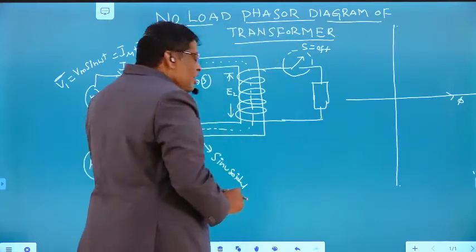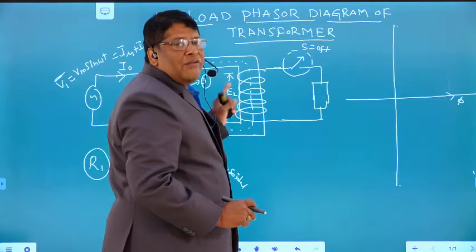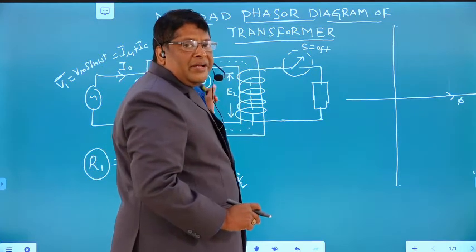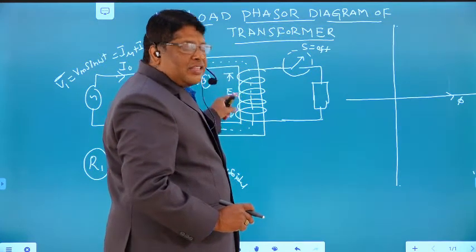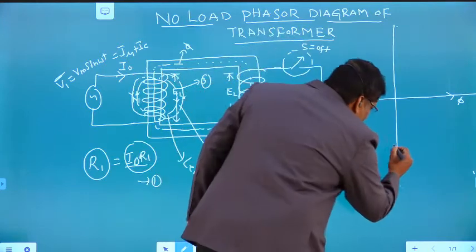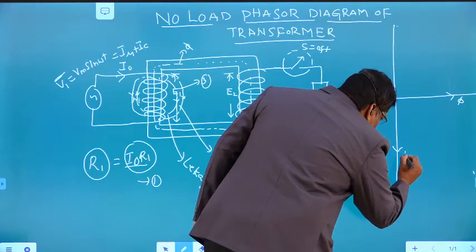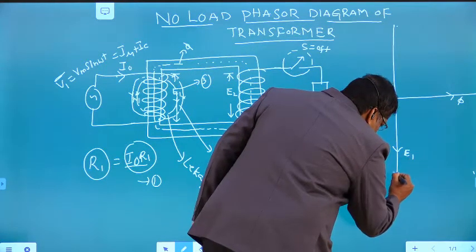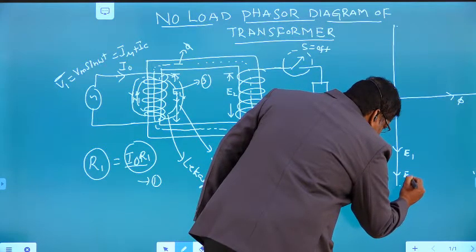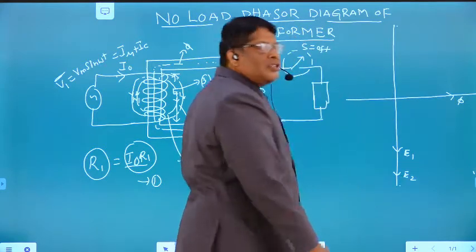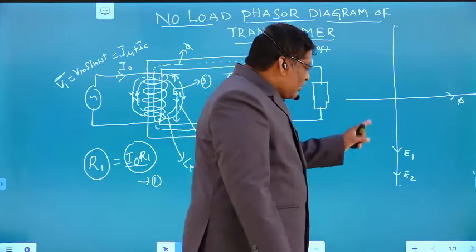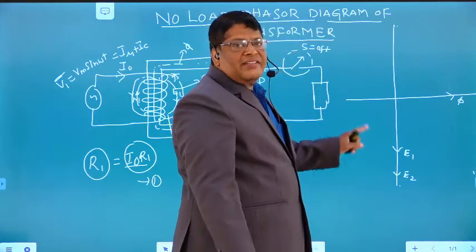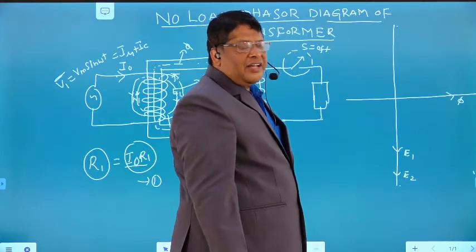Again you take N1 and N2. N1 is the number of turns in the primary winding, N2 is the number of turns in the secondary winding. See here, this is E1, this is E2. In this case, we are assuming that N2 is greater than N1.